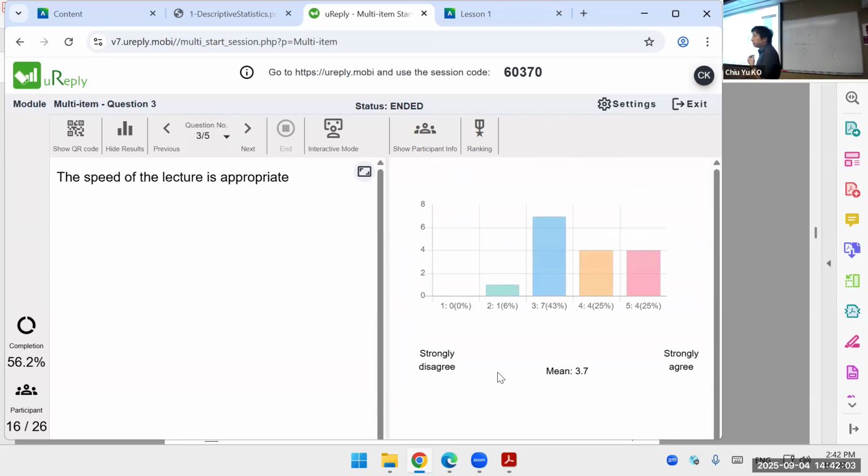So very good that you like my speed, although there's one person who thinks I'm a little bit too fast. So let's see if I can improve further. And on average, 3.4, so it's not that bad. Okay, it's okay.